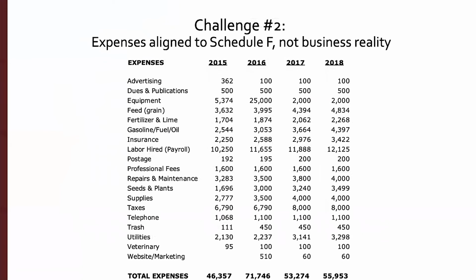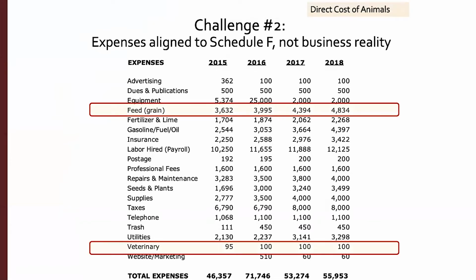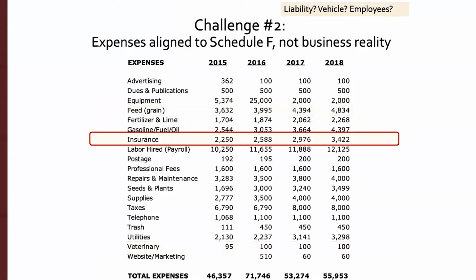The second challenge is that the expenses are not aligned to your business reality. Going back to the cost of animals, we have feed, F, which is up at the top. We have V for veterinary down at the bottom. So if we want to know the direct costs of animals, we need to start pulling out our calculator and adding things up. Not hard math, but we want to group these together so we can get a quick snapshot of what our cost of animals are.